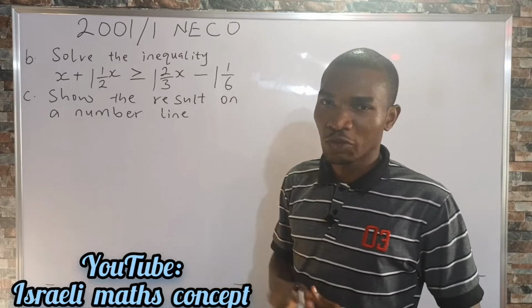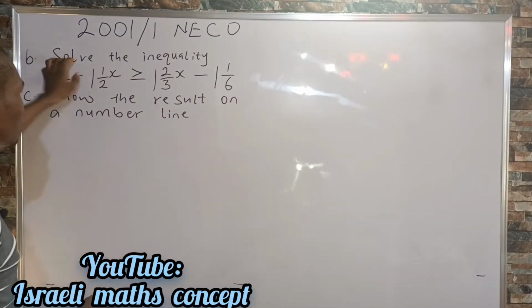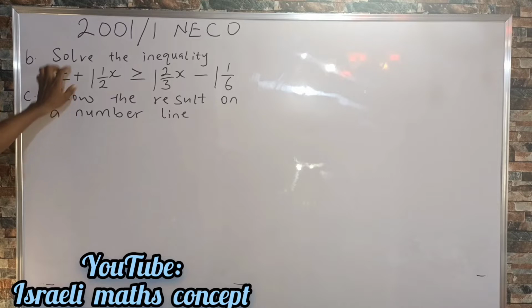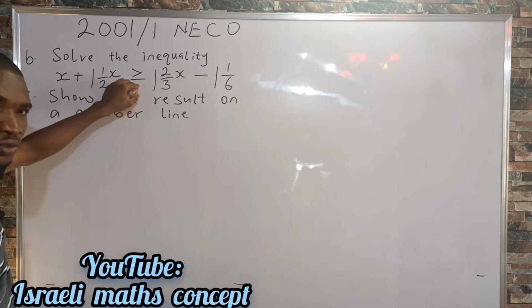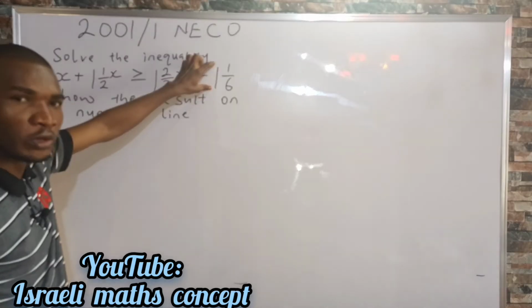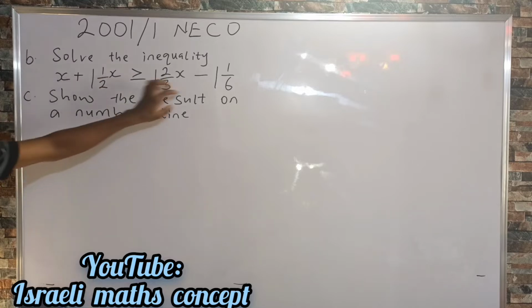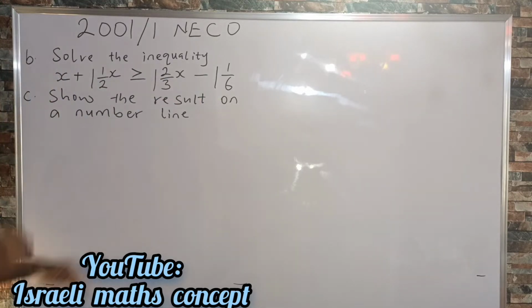Alright, let me proceed with the solution to this given problem on the board. For the B part of the question, we are asked to solve the inequality x plus 1 whole number 1 over 2x is greater than or equal to 1 whole number 2 over 3x minus 1 whole number 1 over 6. Then the C part of the question, we are asked to show the result on a number line. So first, we solve the B part of the question, after which the range of values we get, we then represent on a number line. Let's proceed with the solution.